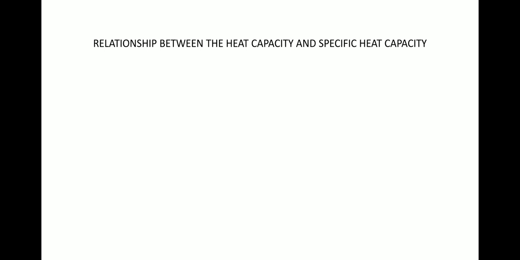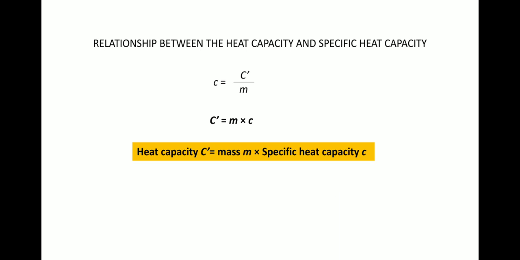Relationship between the heat capacity and the specific heat capacity. The specific heat capacity is equal to heat capacity divided by mass. When you interchange this, bringing the denominator to the left hand side, M comes over here, and we get C dash is equal to M into C, that is, the heat capacity is equal to mass into the specific heat capacity. So this is the relation between the heat capacity and the specific heat capacity.